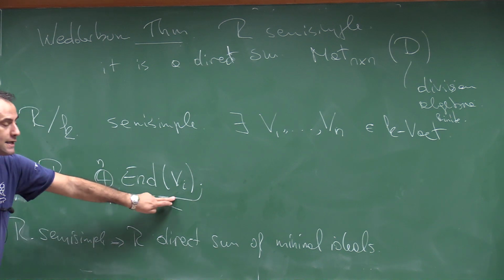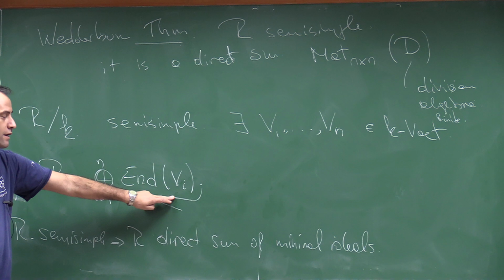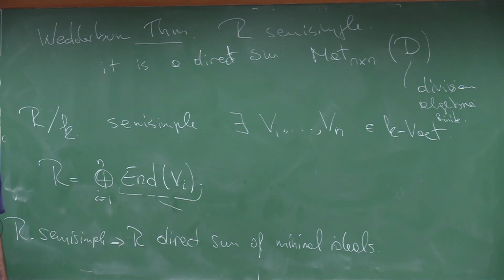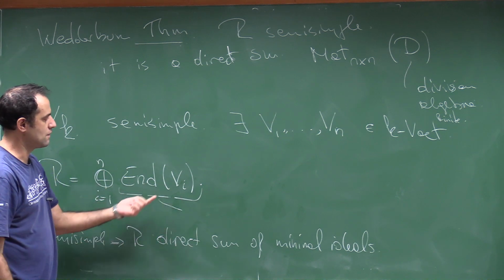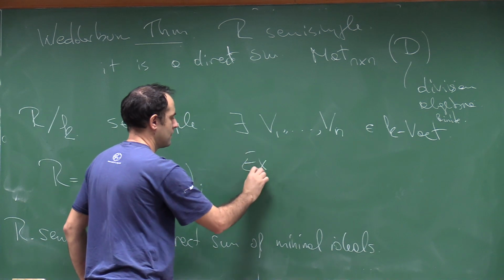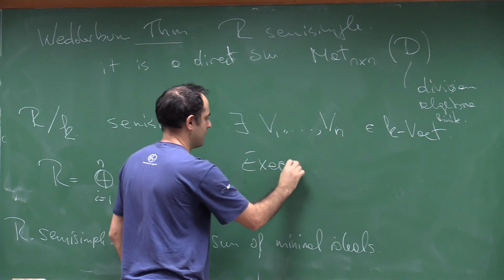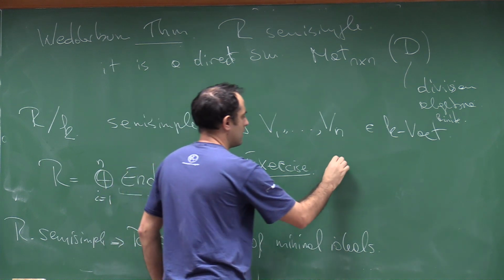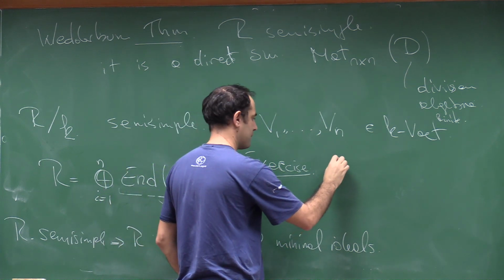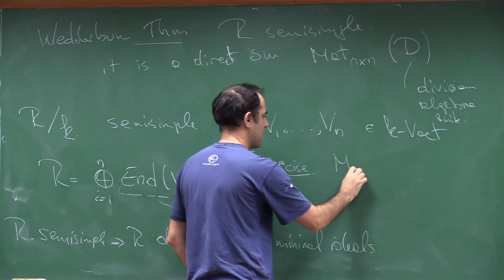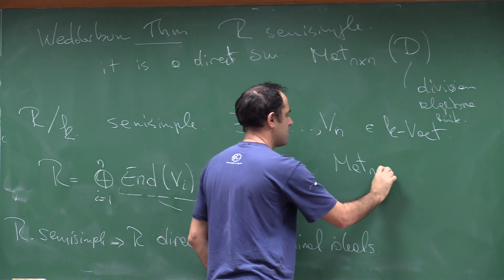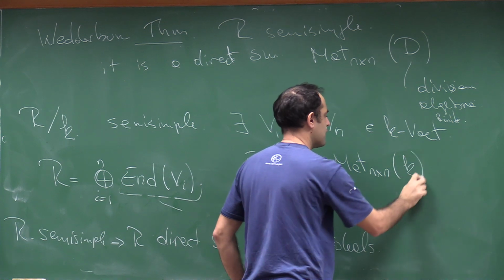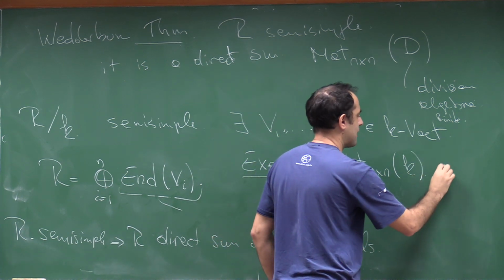And that means that these guys do not have an ideal inside of them. And yes, you can check that matrix algebras do not have ideals. So they are simple. How do you check that? So exercise. Matrix algebras, n by n matrix algebra with coefficients in a field does not have non-trivial ideals.